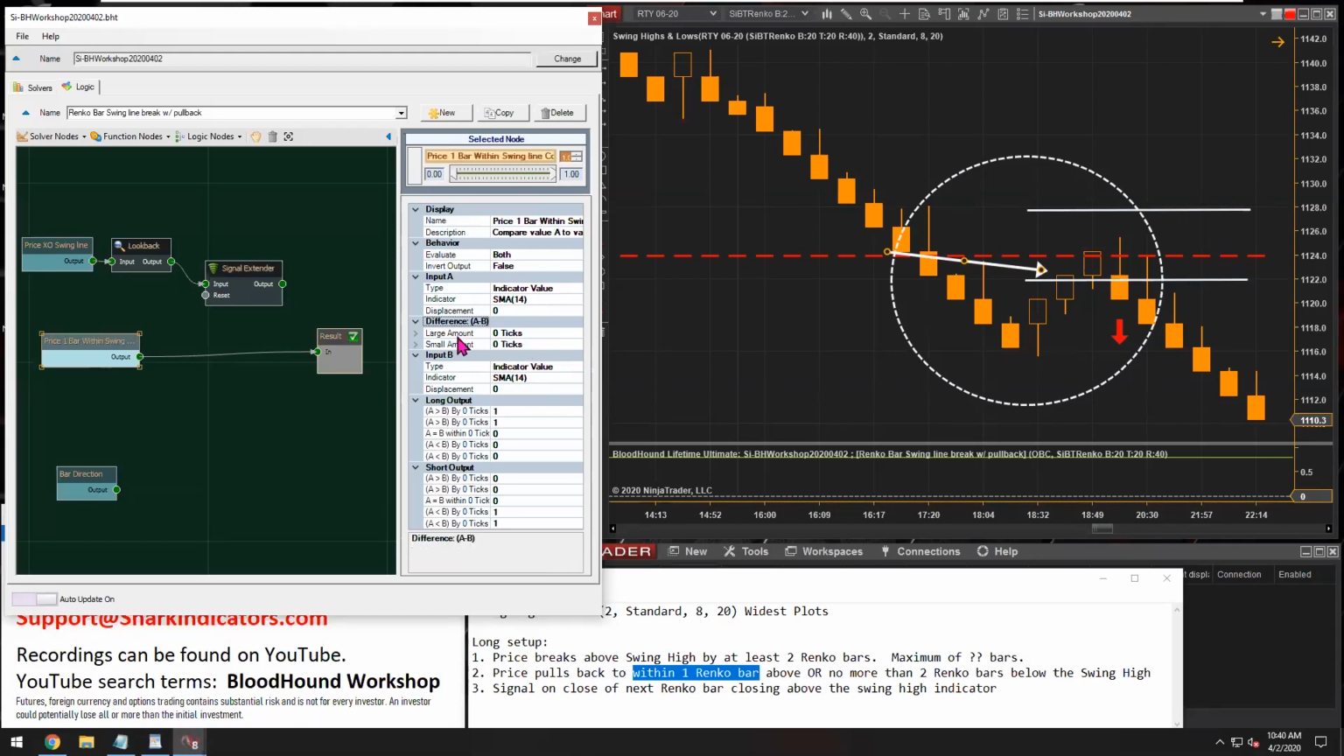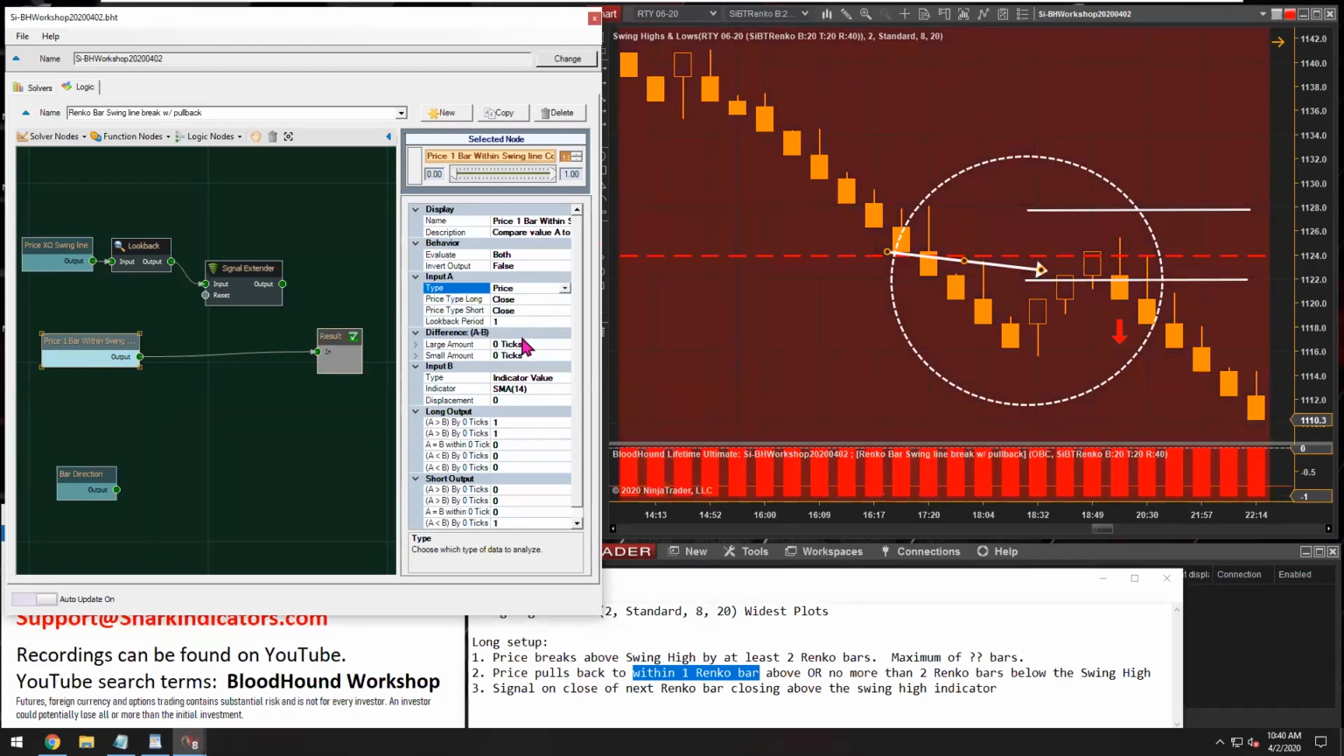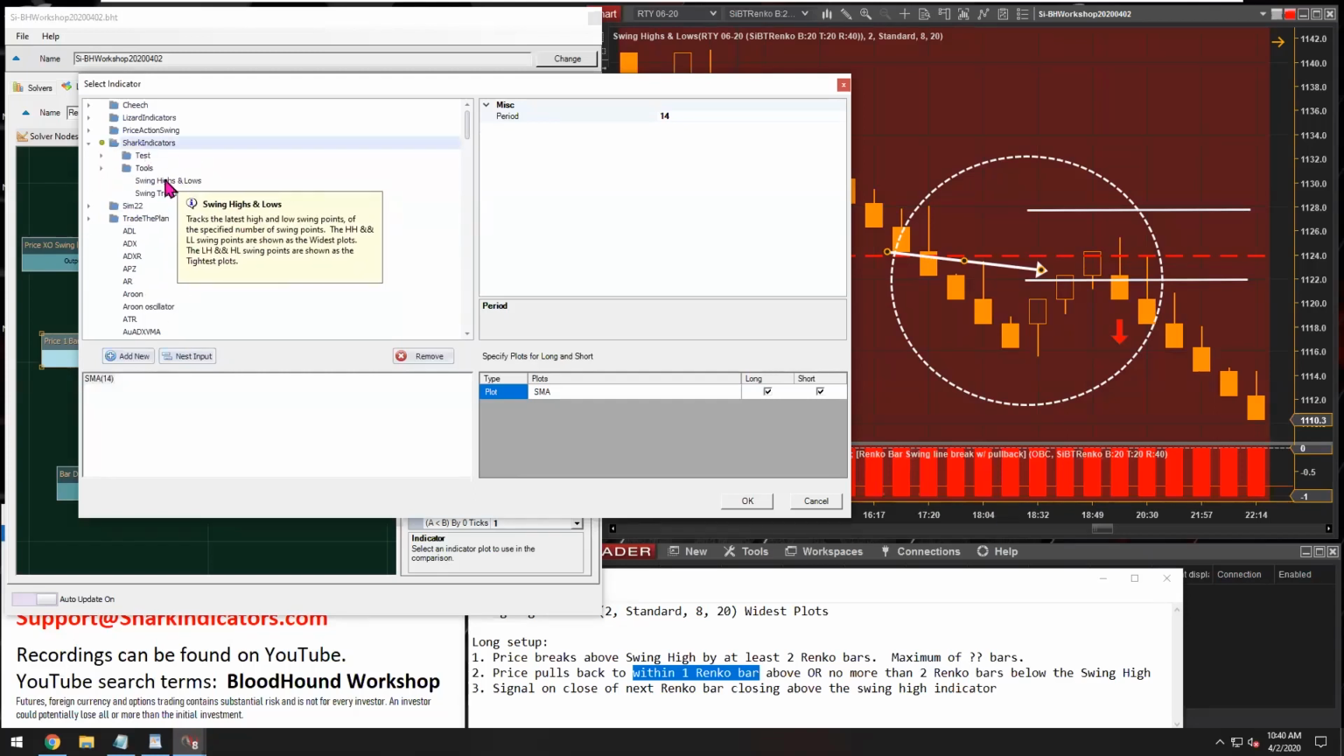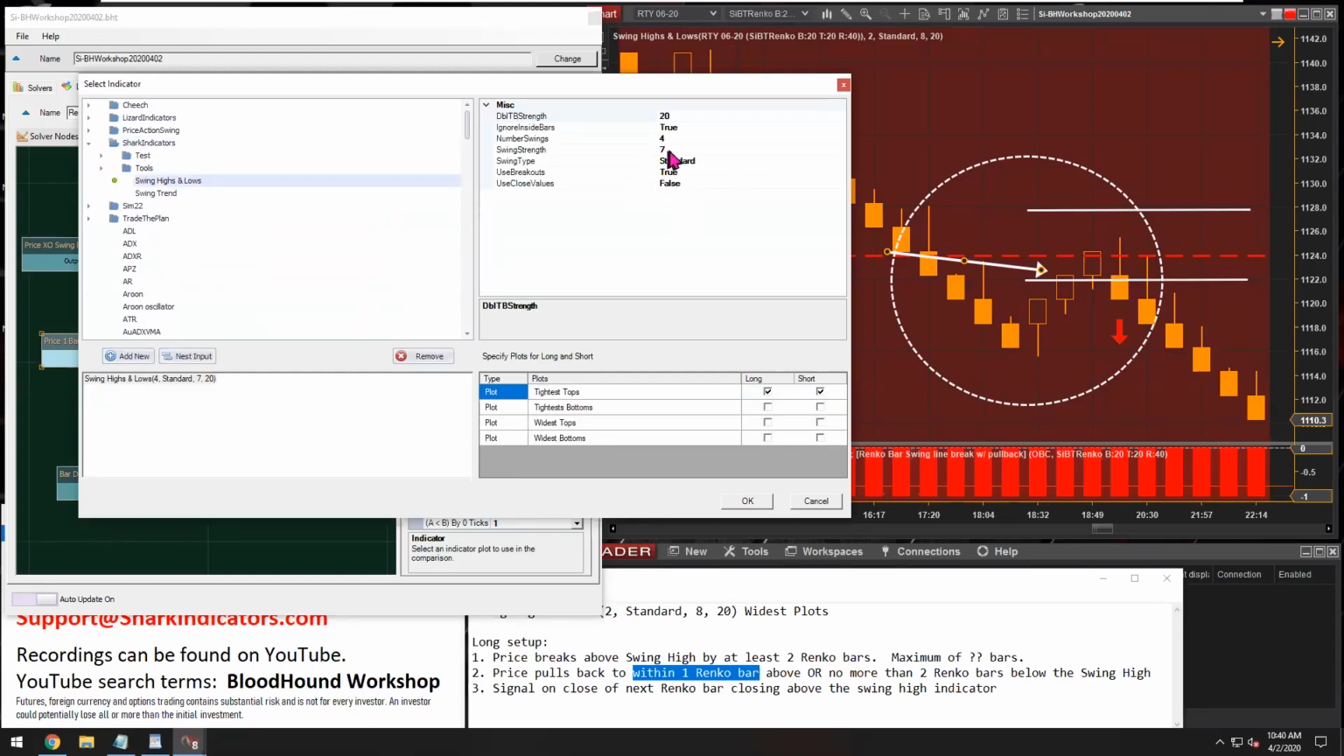All right. So we can use this difference, these amounts here, to kind of measure this distance here, right? This offset. So input A will be price, and then input B will be our swing indicator again. So let's plug in our swing highs, lows indicator. And again, don't forget to change the settings here to match the indicator settings on the chart.